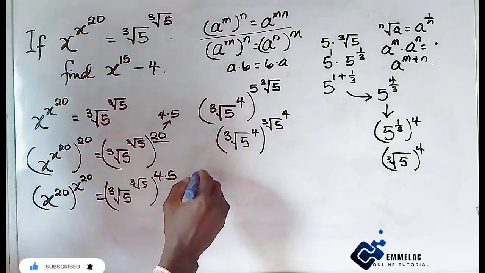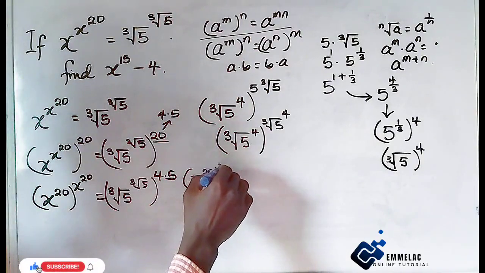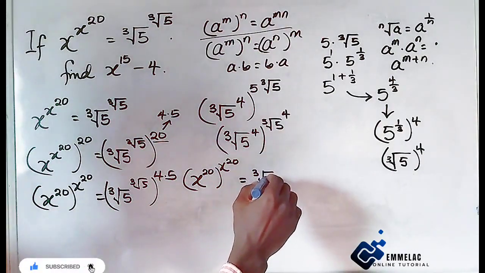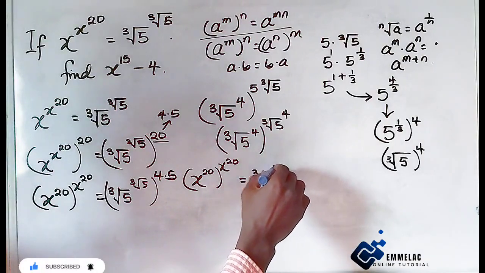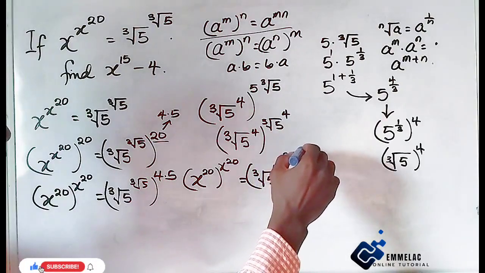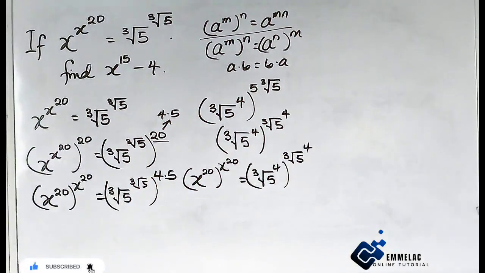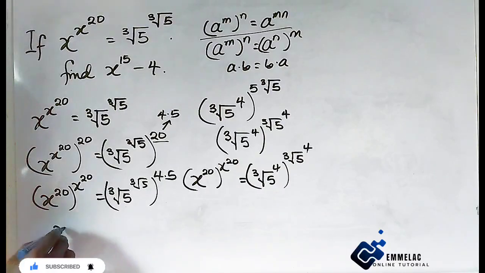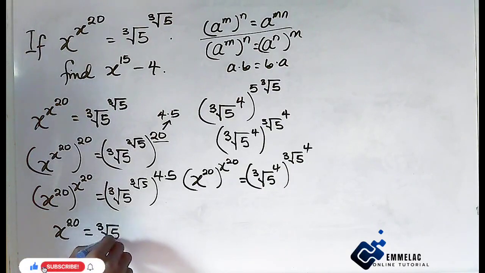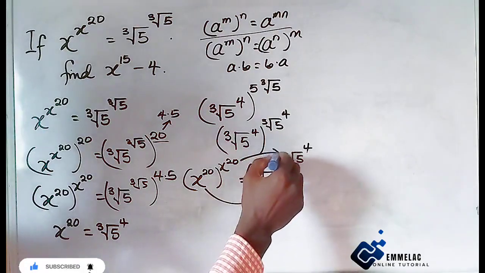So here we have x raised to the power of 20, raised to the power of x raised to the power of 20, equals the cube root of 5 all to the power of 4, raised to the power of the cube root of 5 raised to the power of 4. Moving further, we can say that x raised to the power of 20 is equal to the cube root of 5 raised to the power of 4, because the base is similar and the power is similar.